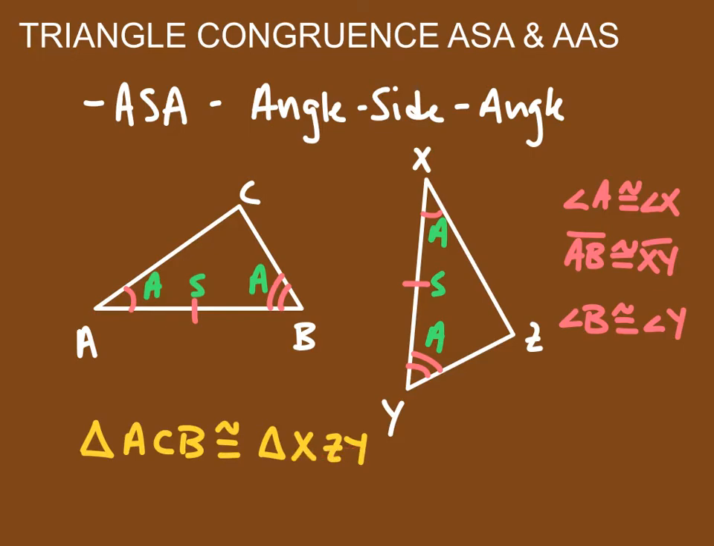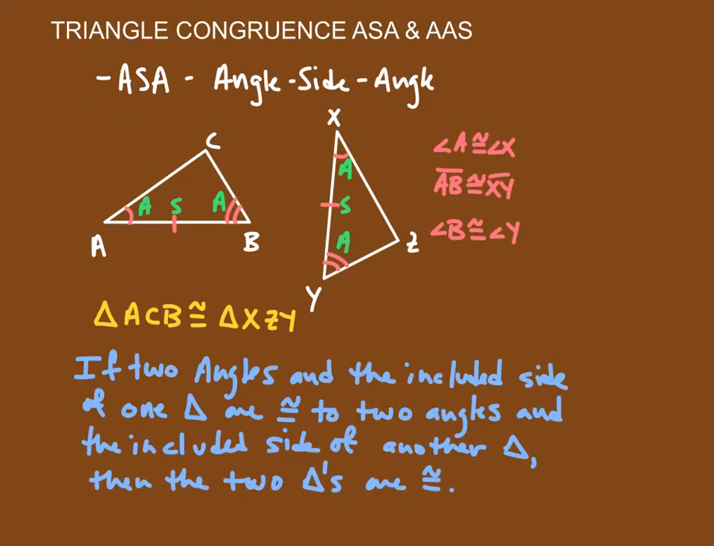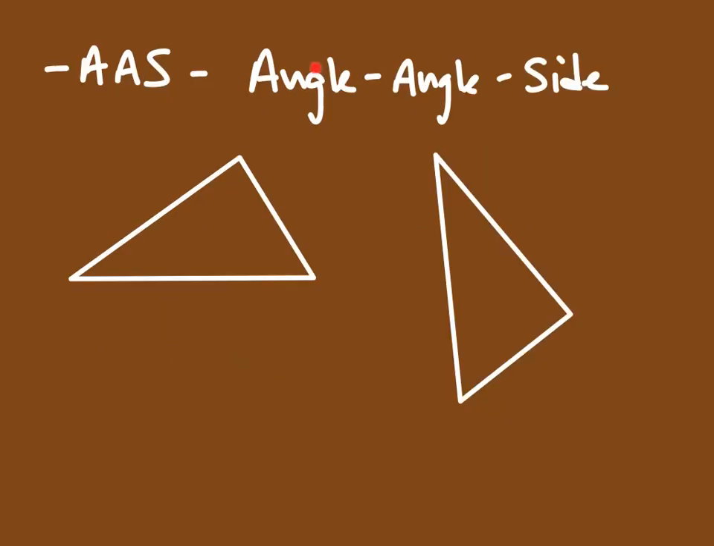All right, so let's write out a definition for angle, side, angle. By definition, this says if two angles and the included side of one triangle are congruent to two angles and the included side of another triangle, then the two triangles are congruent. And that's what this says. I have two angles and the included side, okay? If two angles and the included side here are congruent to these, then these triangles are congruent by angle, side, angle.